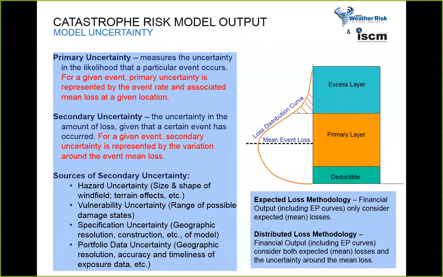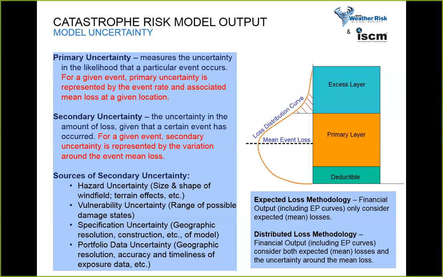You can run the model both with and without secondary uncertainty. If you're only using the mean losses, we call this an expected loss methodology. So here you see a primary layer with a deductible, what the layer covers in excess. And if you model with an expected methodology, the model for a given event will only produce this mean loss, which in this case means that the client is paying the deductible and gets a partial payout.